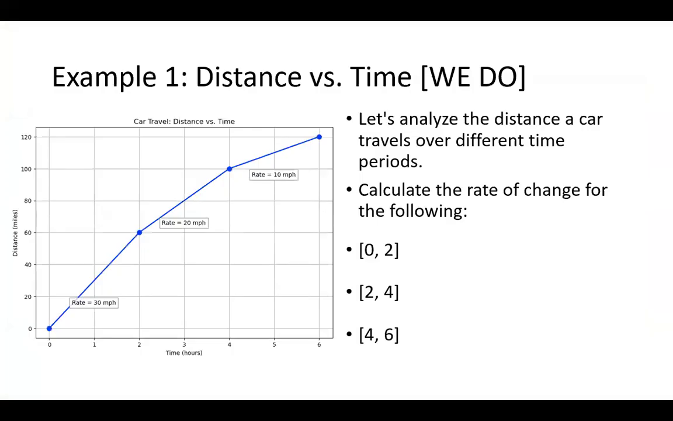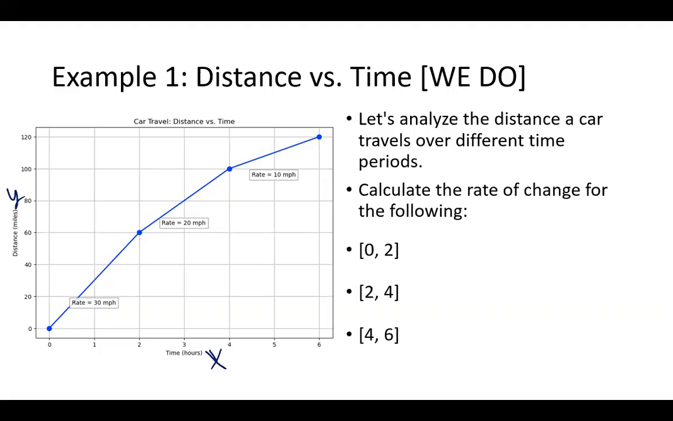So up here, we have an example of a car that is driving. It's gone miles per hour. How do I know it's miles per hour? Because my rate of change is my y per my x, right? And for this problem, my y is my miles and my x is my time. Okay? So what I would like for you all to do is you're going to calculate the rate of change on the following intervals, okay?